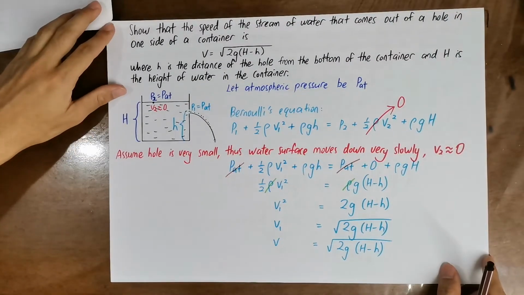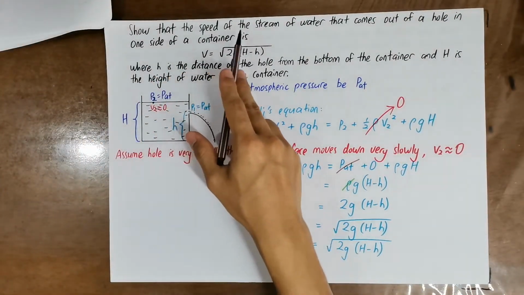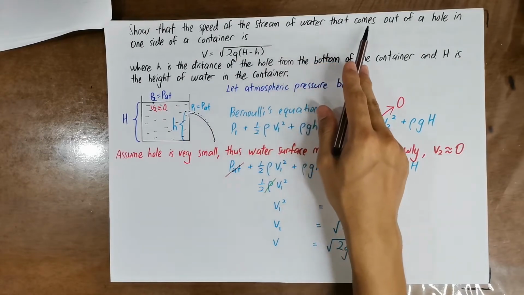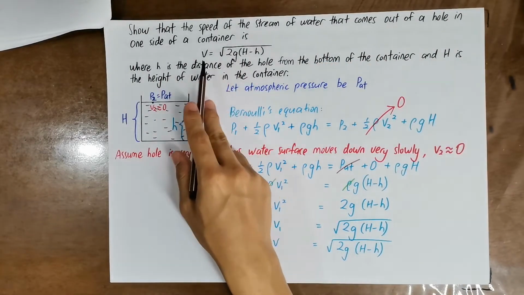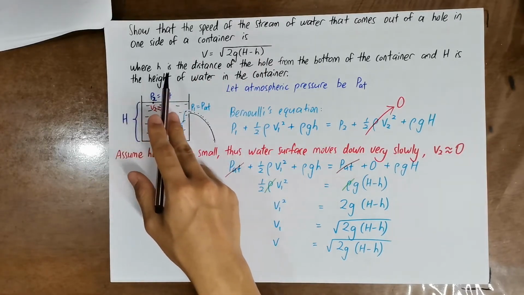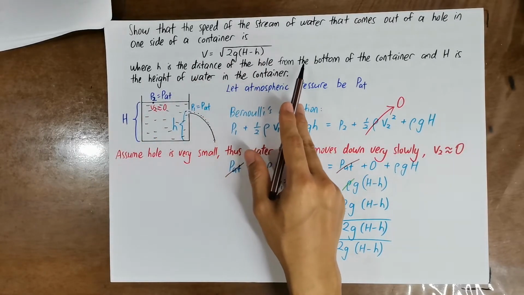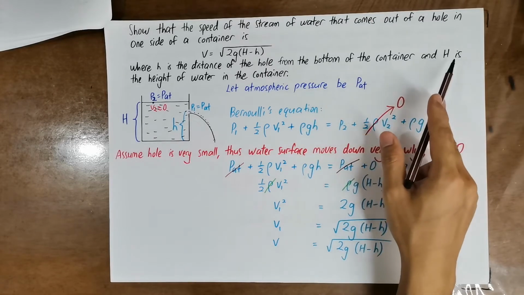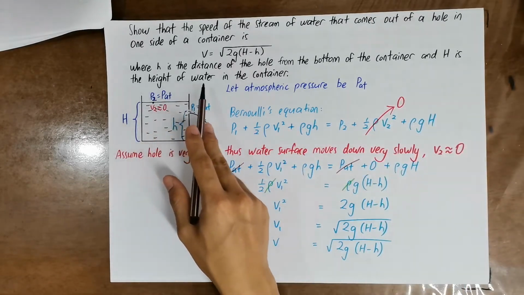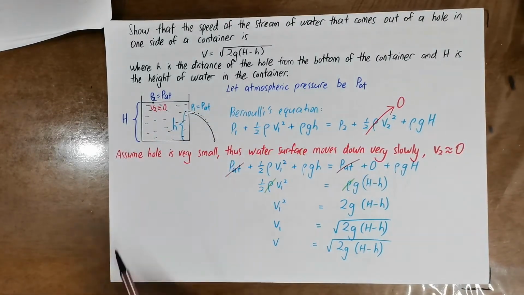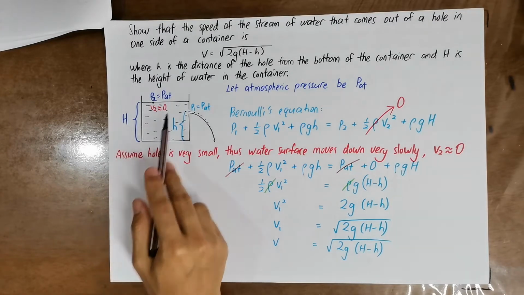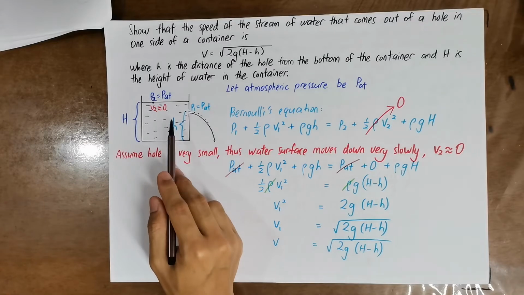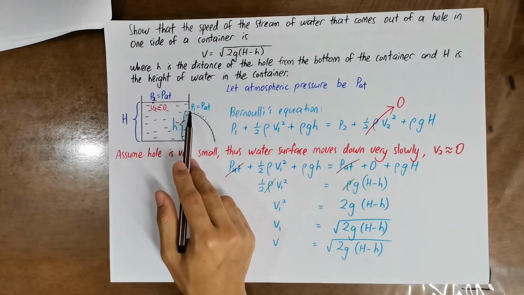So let's do some questions here. Show that the speed of the stream of water that comes out of a hole in one side of a container is this one, where small h is the distance of the hole from the bottom of the container and capital H is the height of water in the container.